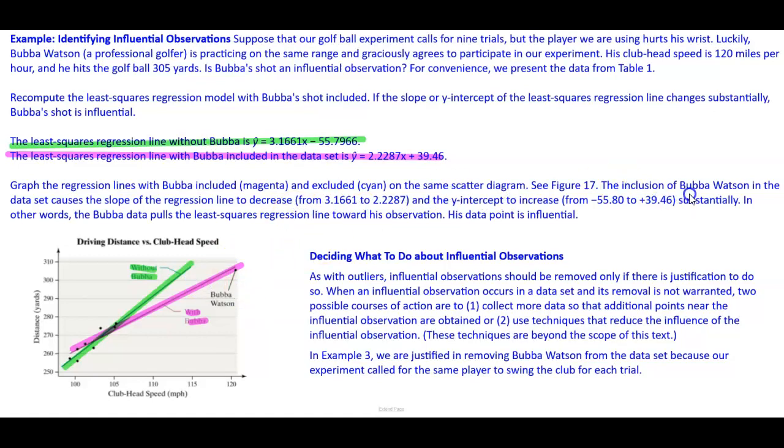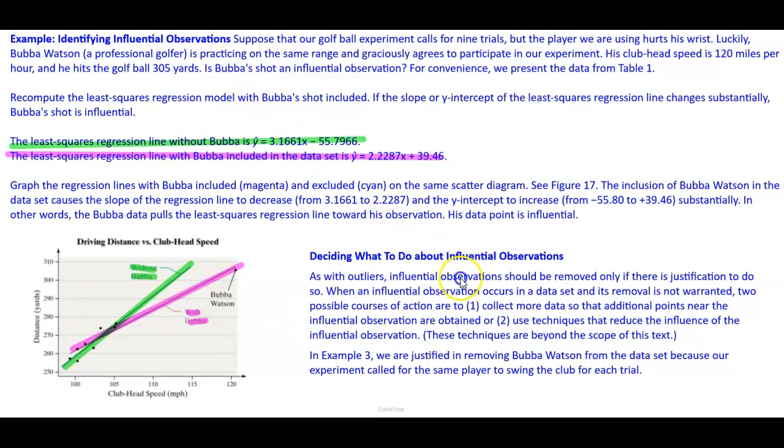Now, the inclusion of Bubba Watson in the data set causes the slope of the regression line to decrease from 3.1661 down to 2.2287, and the y-intercept to increase substantially from negative 55.8 to positive 39.46. In other words, the Bubba data pulls the least squares regression line towards his observation. So his data point is influential.